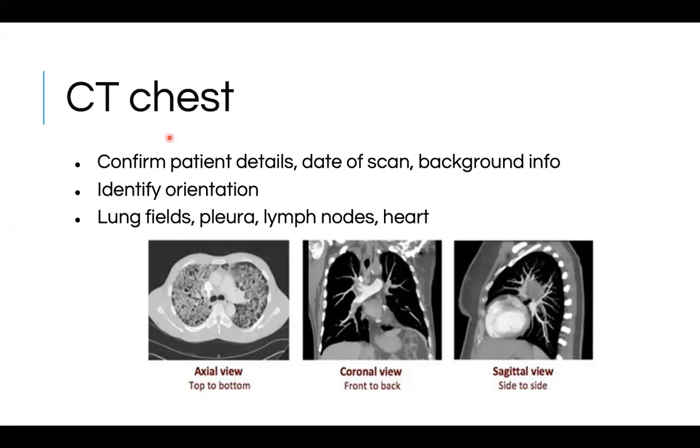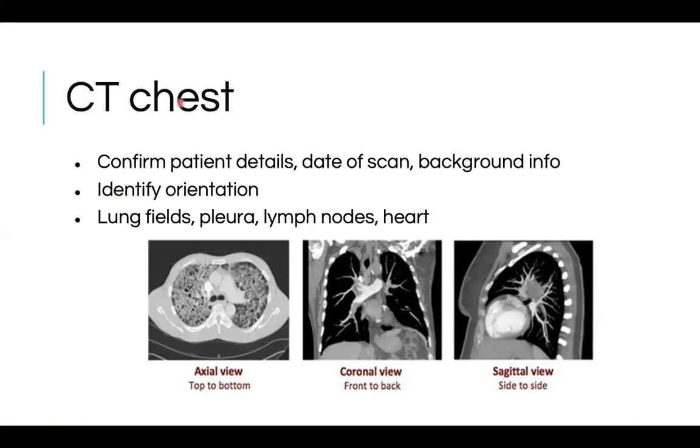And then the third type is the CTPA, which is a CT pulmonary angiogram. So this is contrasted, and the images are taken when the contrast reaches the pulmonary artery. And it's used to look for the presence of pulmonary emboli. So you'd see a pulmonary embolus when there's a filling defect and when you can't see the contrast.